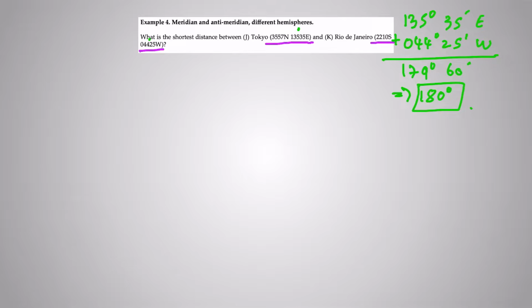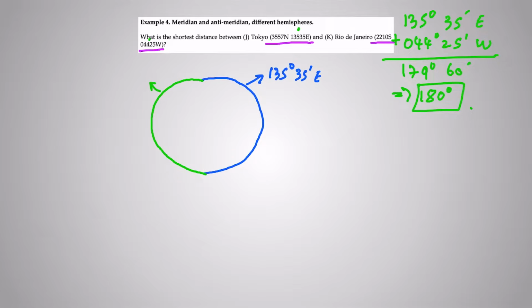So if this was the 135 35 east longitude, this will be the 44 25 west longitude. Let's plot the 2 points. So the first point, which is point J, lies on the east meridian at 35 degrees 57 minutes north. And the other point, which is point K, lies on the west meridian at 22 degrees 10 minutes south.